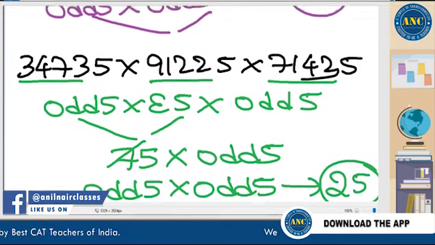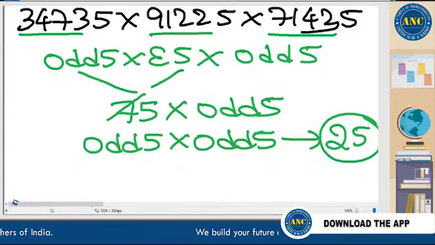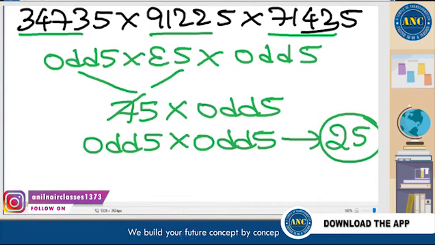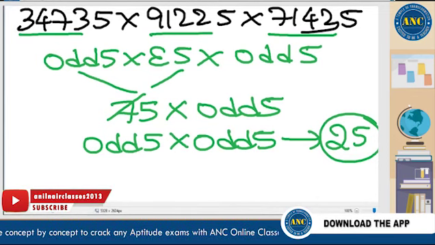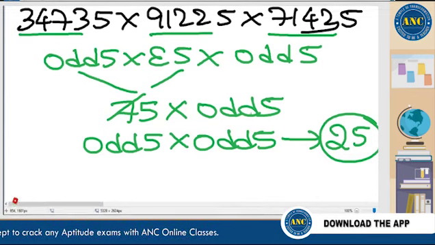Simple, sir. See, only thing that you need to remember here is same family is 25. Different family is 75. How much difficult it is for you to remember? I hope I am making sense for you.